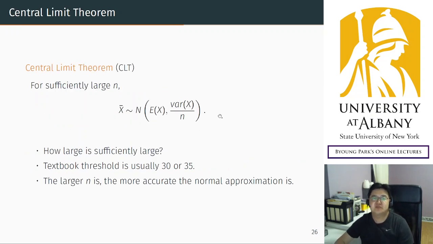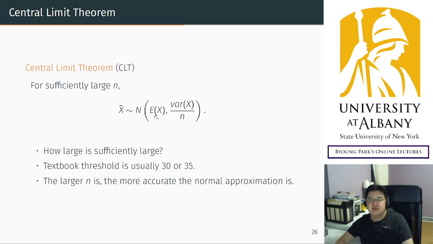And the property number 3 is called the central limit theorem. Maybe you have heard about these 2 theorems. This is the second fundamental theorem in statistics. The central limit theorem is exactly what I said earlier. So for sufficiently large n, as n goes to infinity, x bar approximately follows a normal distribution.